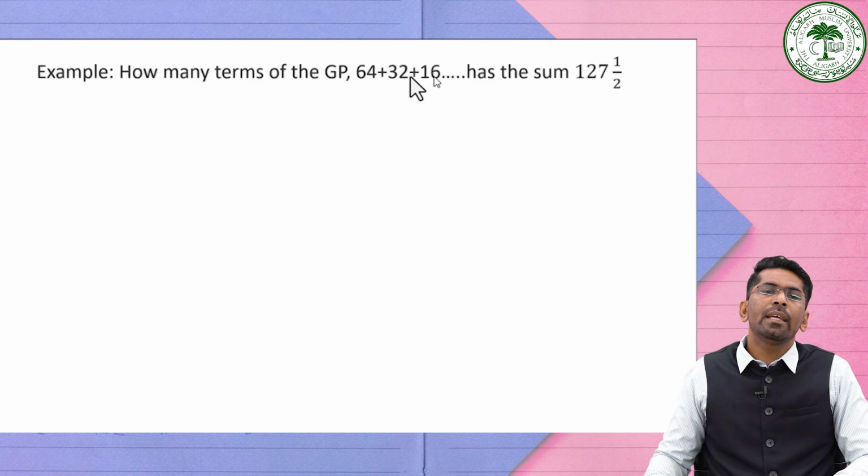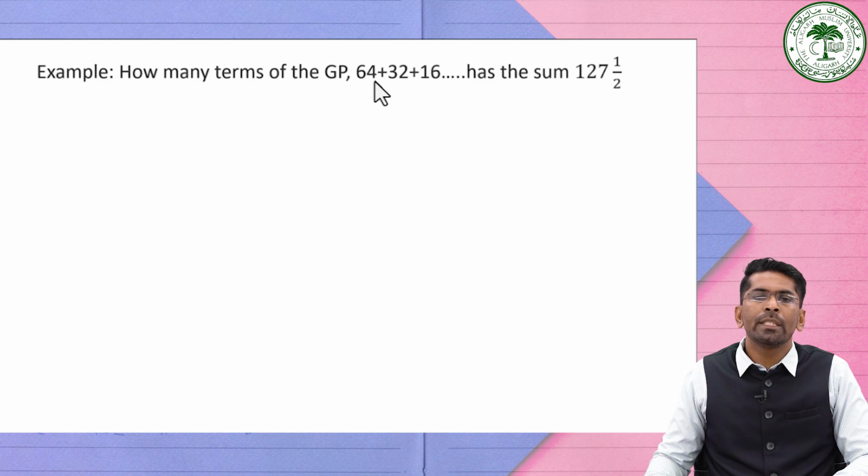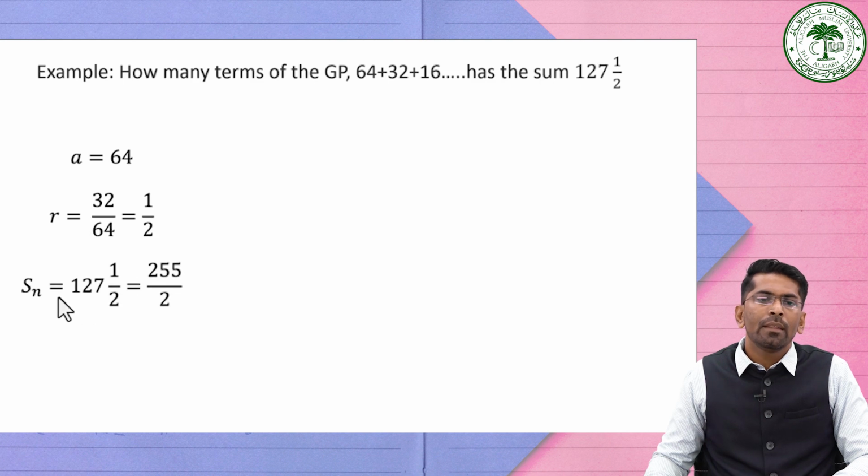Now another example. See here, how many terms of the geometric progression 64, 32, 16, ... has the sum 127 1 by 2? See here, the first term is 64, r is equal to 32 divided by 64, which is equal to 1 by 2. Then here the Sn, the sum of n terms, is given, that is 127 into 1 by 2.